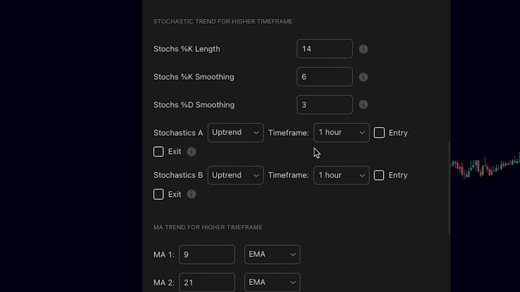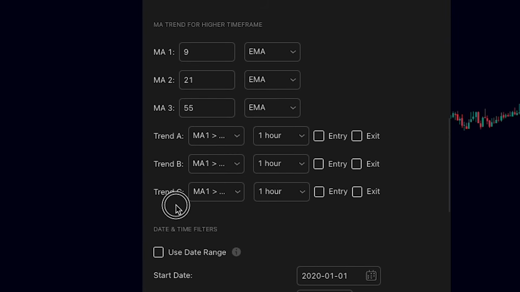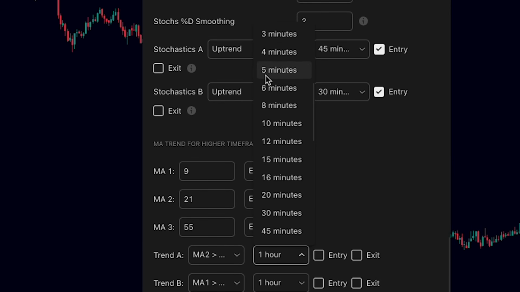Then go down to stochastics and select uptrend on the 45 minute and uptrend on the 30 minute and click entry for both. Then go down to the moving average trend settings and we're going to do MA2 is greater than MA3 on the 5 minute time frame.